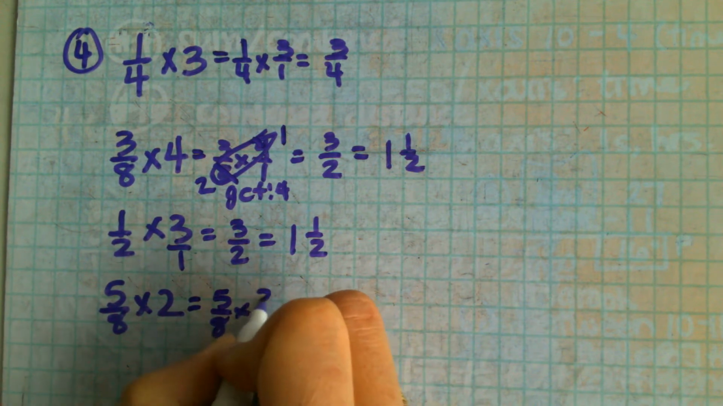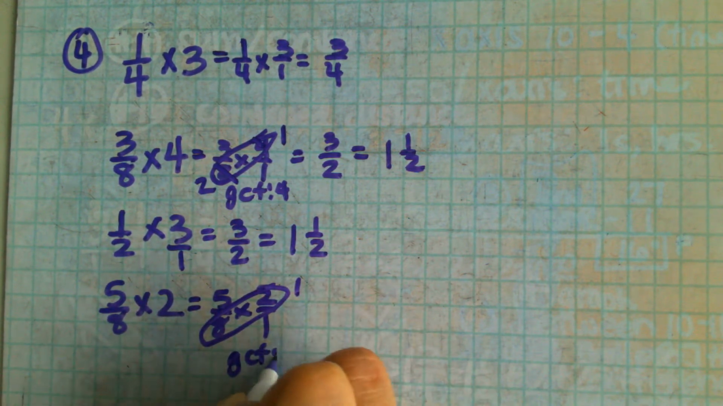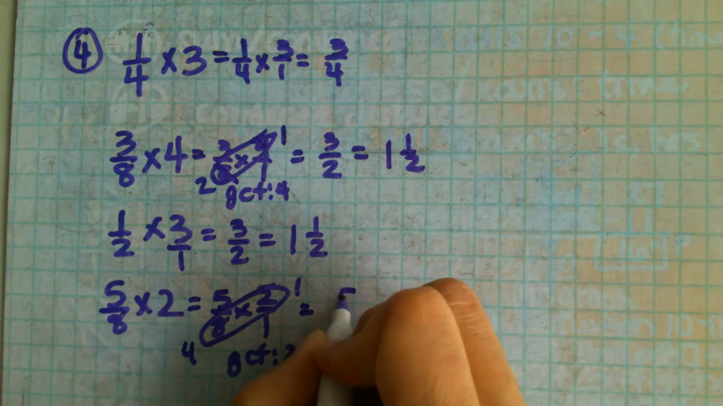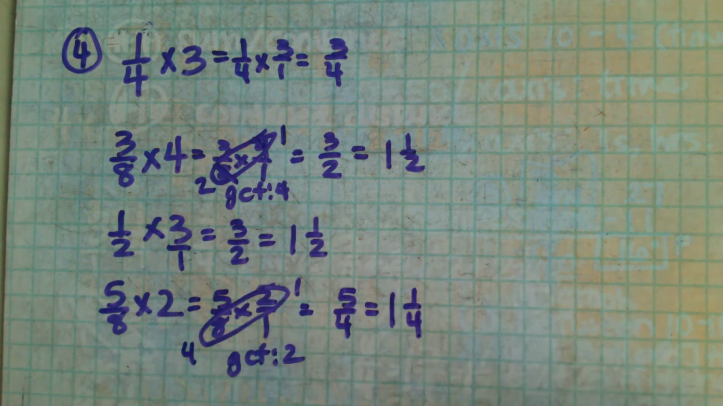5/8 times 2/1. I could cross cancel. My GCF is 2. 2 becomes 1. 8 becomes 4. When you multiply across, I get 5/4, which equals 1 1/4.